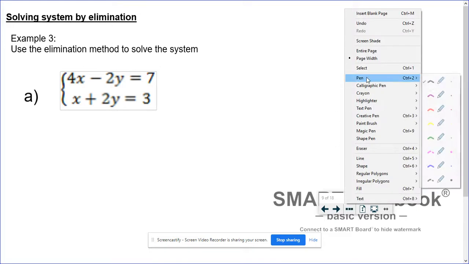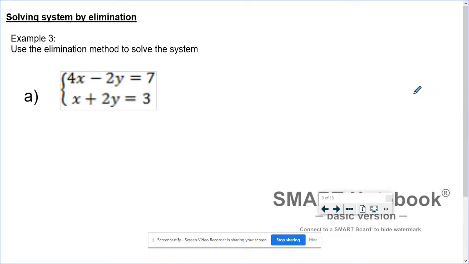Elimination is also sometimes called linear combination, because what you're going to do is add two equations together by simply adding the like terms. So 4x plus x is 5x. Negative 2y plus 2y is 0. The y's were eliminated. That's why it's called elimination. And then 7 plus 3 is 10.